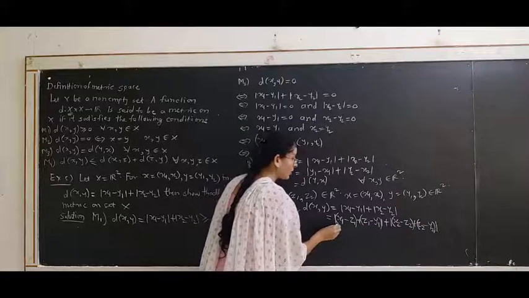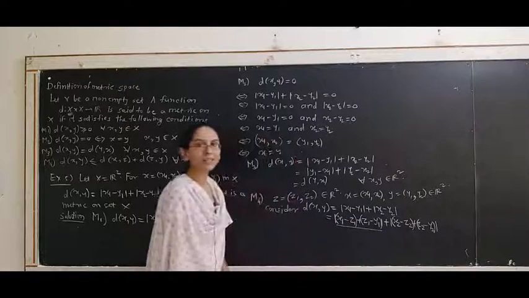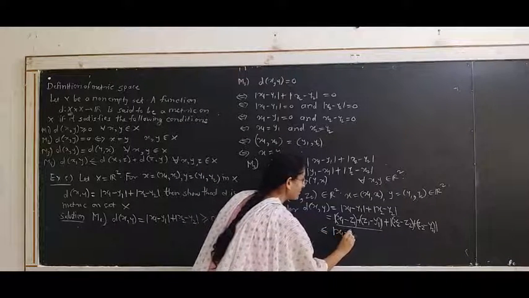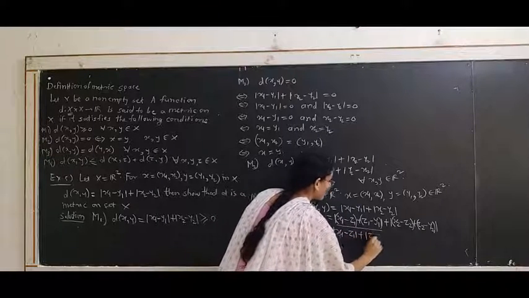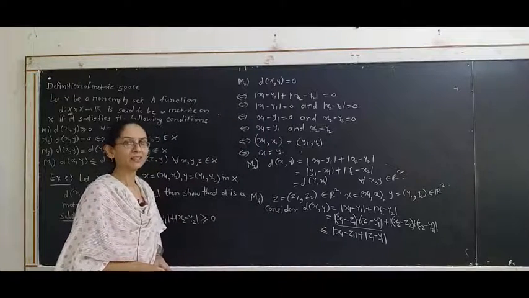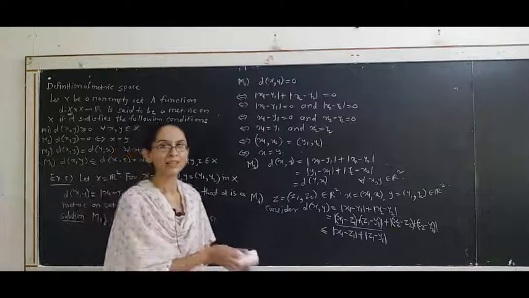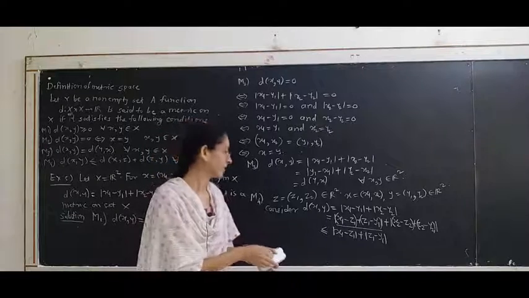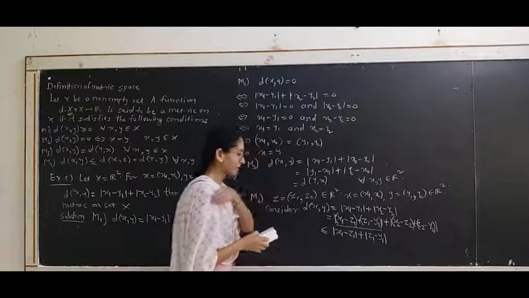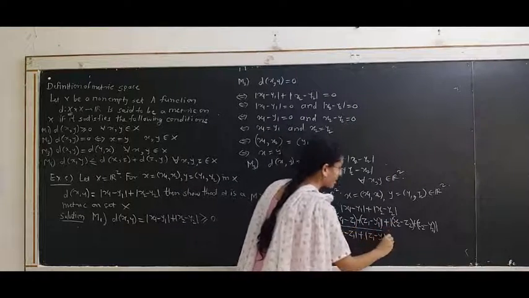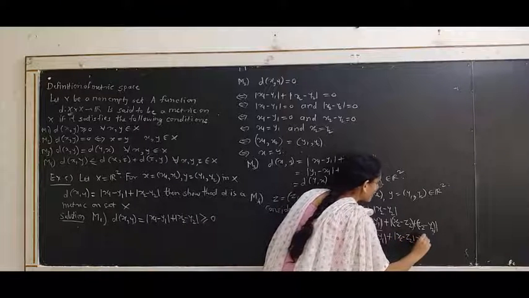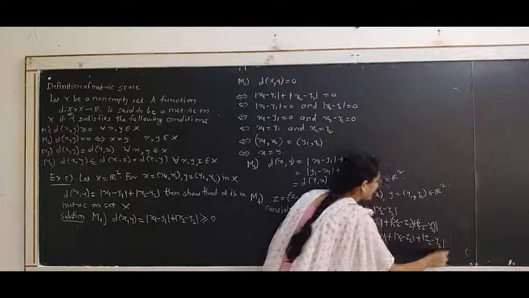This first modulus, by triangle inequality, is less than or equal to mod of x1 minus z1 plus mod of z1 minus y1. By triangle inequality, mod of a plus b is less than or equal to mod a plus mod b. Here a is x1 minus z1 and b is z1 minus y1. Similarly, for the second modulus, we write mod of x2 minus z2 plus mod of z2 minus y2.